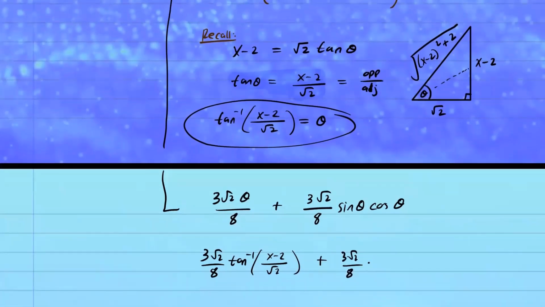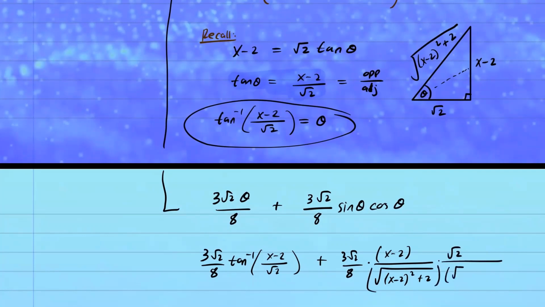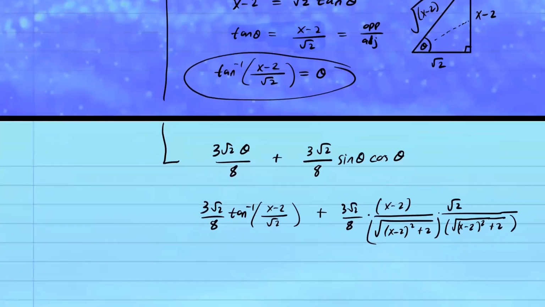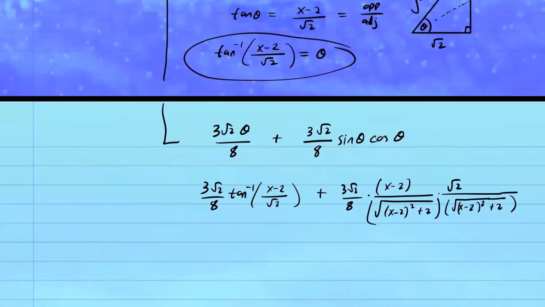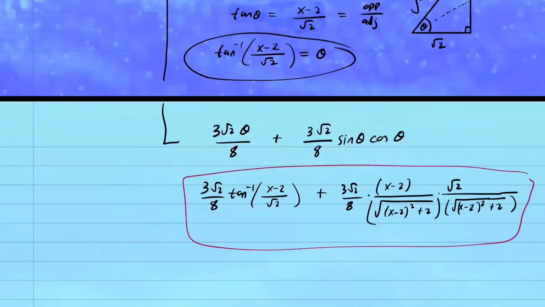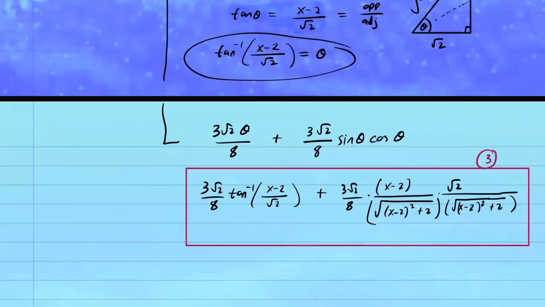Well, sine using the triangle is opposite over hypotenuse. So that will be x minus 2 over the square root of (x minus 2) squared plus 2. And cosine is adjacent over hypotenuse, so that's square root of 2 over the denominator. So I'll put parentheses around the square root of (x minus 2) squared plus 2. And then we can polish the answer further and write it out. But let me collect all my terms. So this is our answer to the third integral. I'm going to simplify it for you a little bit later.